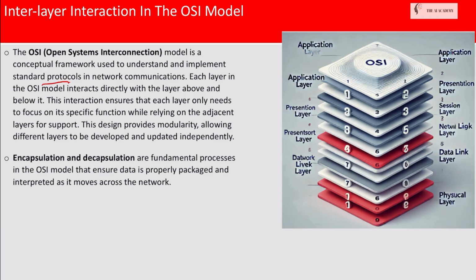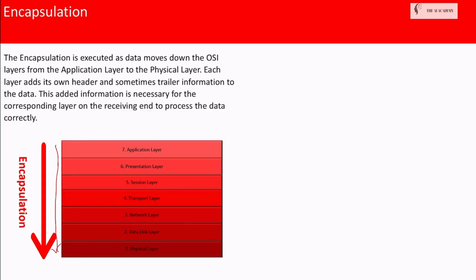The OSI model is a conceptual framework used to understand and implement standard protocols in network communications. Each layer in the OSI model interacts directly with the layer above and below it. This interaction ensures that each layer only needs to focus on its specific function while relying on the adjacent layers for support. This design provides modularity, allowing different layers to be developed and updated independently. Encapsulation and decapsulation are the fundamental processes in the OSI model that ensure data is properly packaged and interpreted as it moves across the network.